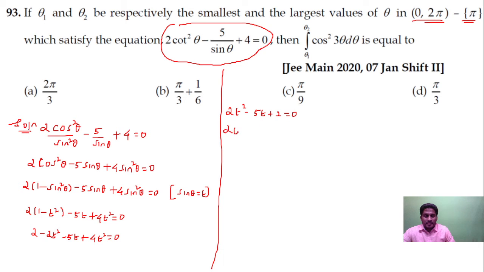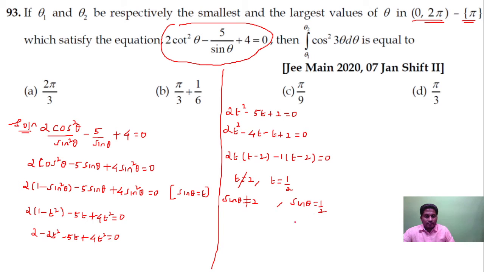If I split the middle term, 2t square minus 4t minus t plus 2 is equal to 0. I take 2t common, left out is t minus 2, take minus 1 common, t minus 2 is equal to 0. So t equal to 2 and t equal to half. Okay, t equal to 2 is not possible because sine theta cannot be equal to 2. Sine theta should lie between minus 1 and plus 1, no solution. Here sine theta equal to half.